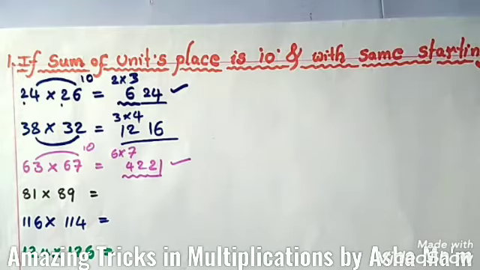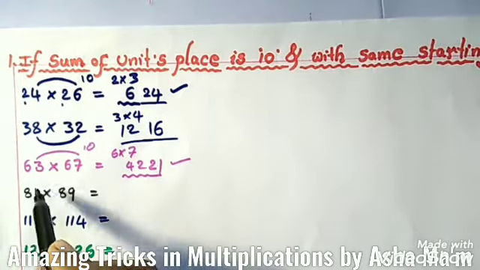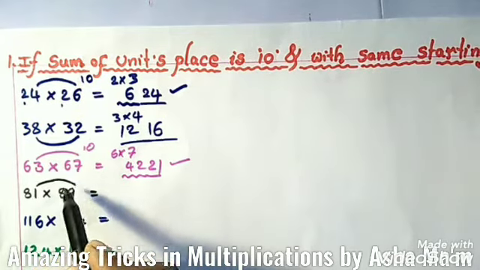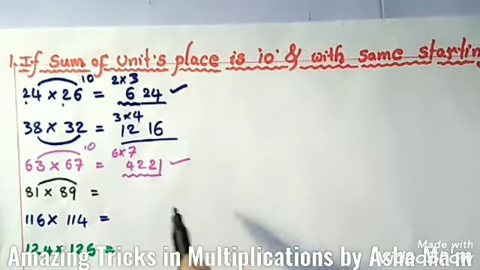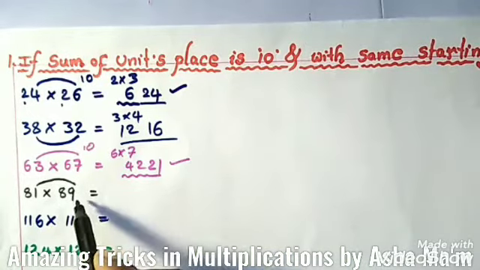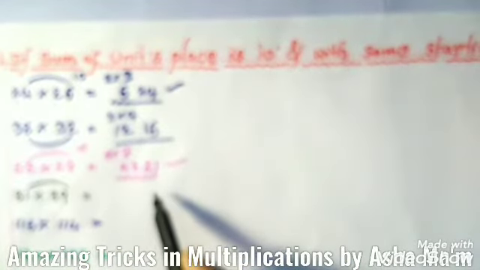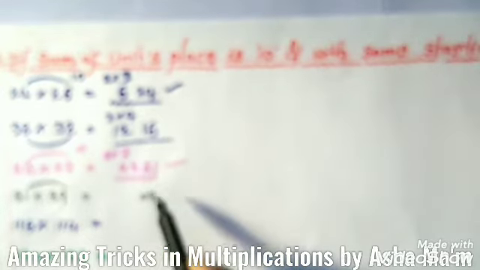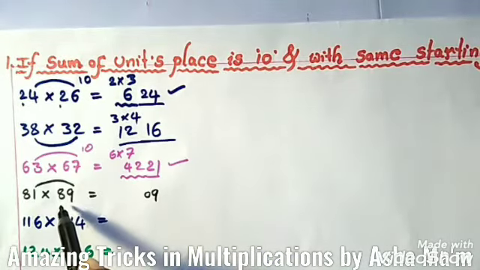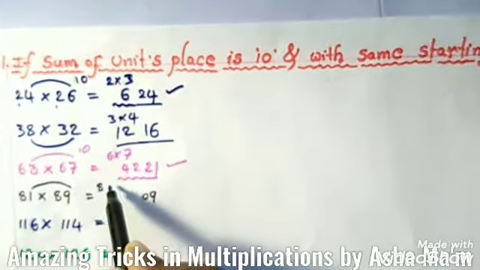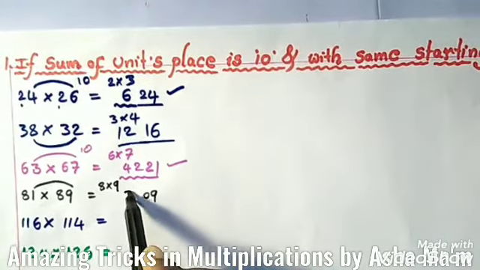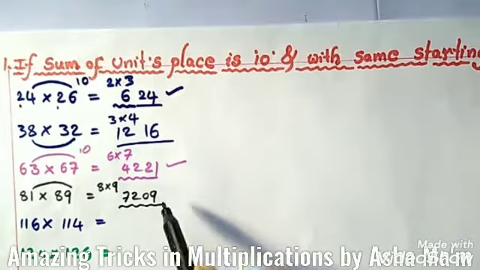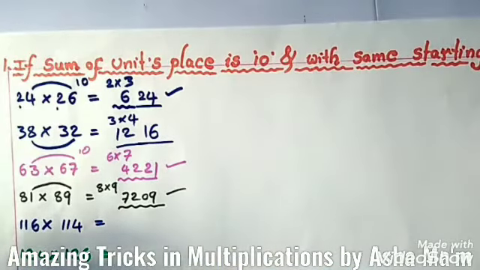And in the next example, you have the numbers 81 into 89. Here also the sum of these units place numbers is 10. So 9 1s are 9. 9 means only a single digit, okay? Then you have to write it like this, 09. Now the starting number is 8, then 8 into 9, 72. That is the answer.